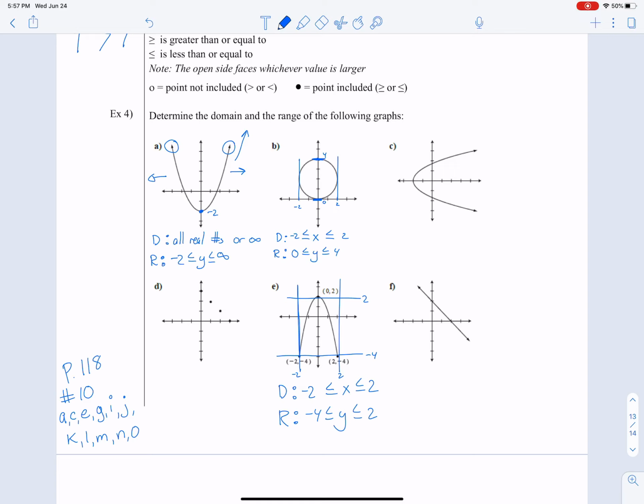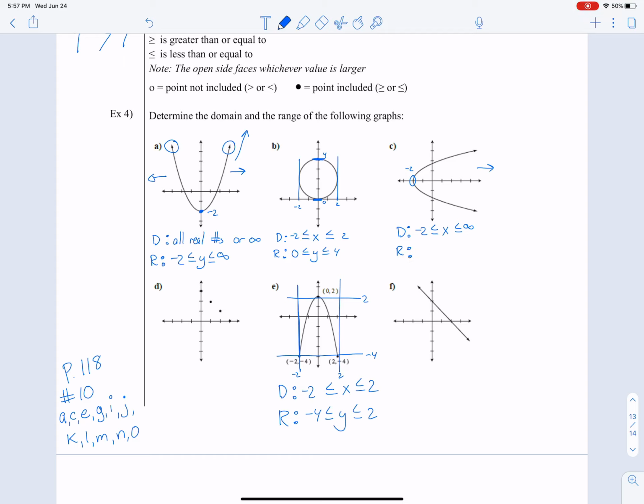Okay, you can look at C now. Here, on the very far left, we have -2, and then this is going to go forever to the right. So our domain is -2, x, infinity.